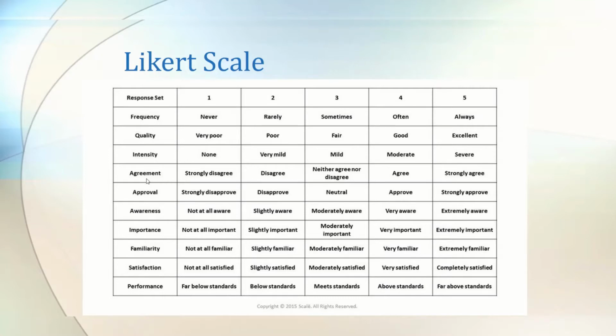If you want to find out if they agree or they approve, you can use strongly disagree as the lowest and strongly agree as the highest. For approval, strongly disapprove and strongly approve. So you may choose from all these response sets.